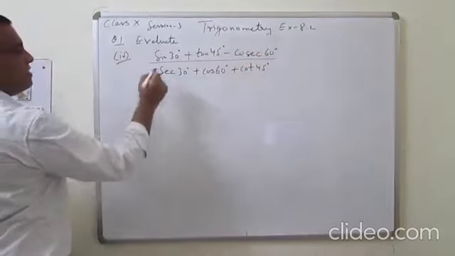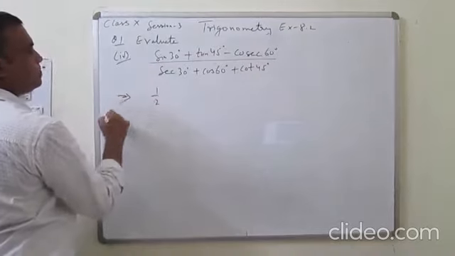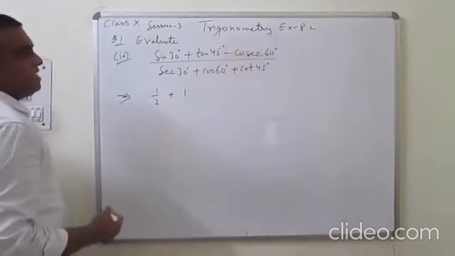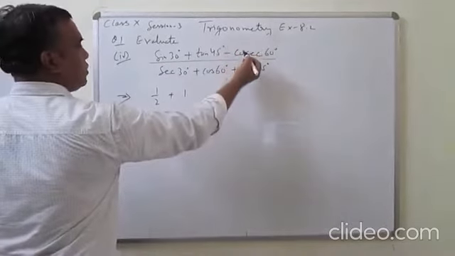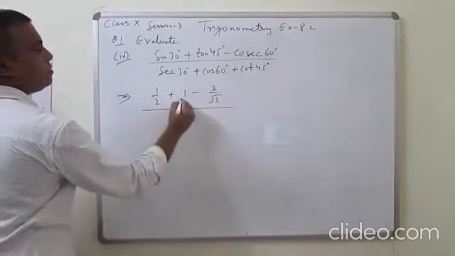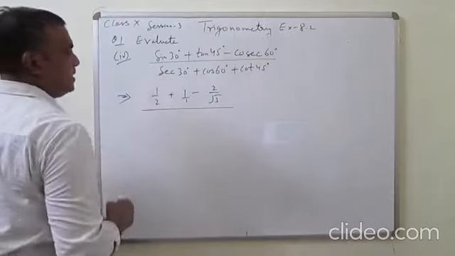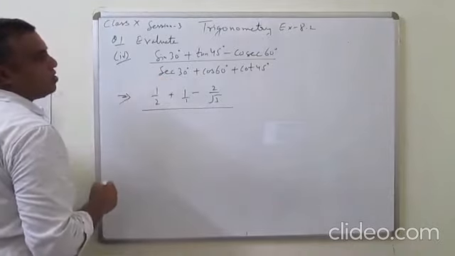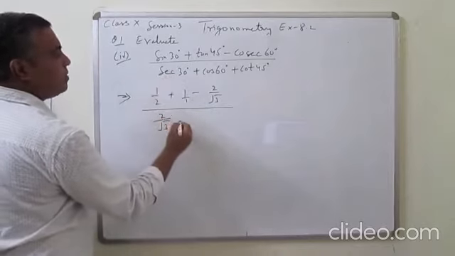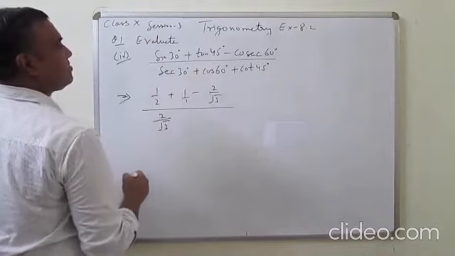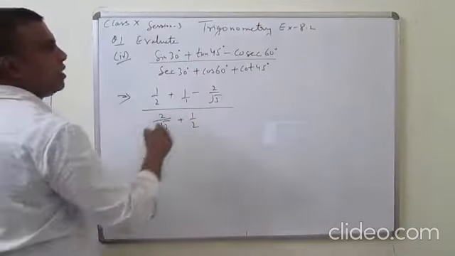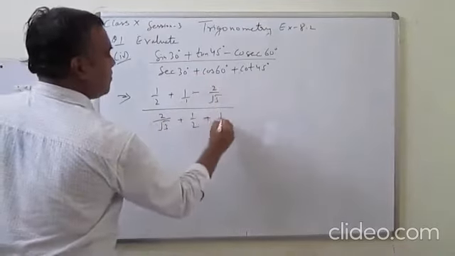What is sin 30? 1 by 2 plus cot 45, 1. Cosec 60 is, what is sin 60? Root 3 by 2. So it is minus 2 by root 3 upon, 1 upon 1. Sec 30 is, what is cos 30? Root 3 by 2. Sec 30 is 2 by root 3 plus cos 60 is 1 by 2. So 1 by 2 and cot 45 is 1 upon 1.